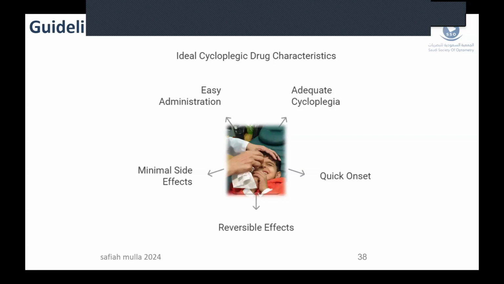The ideal cycloplegic drug characteristics: it should be easy to administer. It should give adequate cycloplegia so you don't find any reflexes when you check their dilatation. It should be quick in onset so that you can use it in the clinic and get a quick result, with minimal side effects on the child. It needs to be reversible in a short time so that the child will not suffer from the effect of that medicine for a long time.